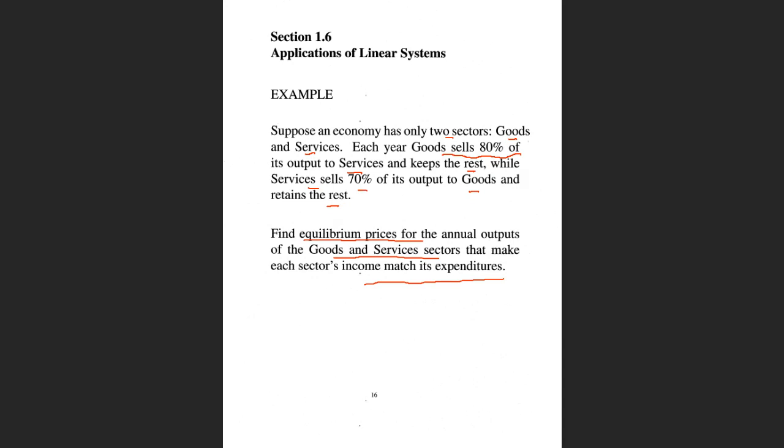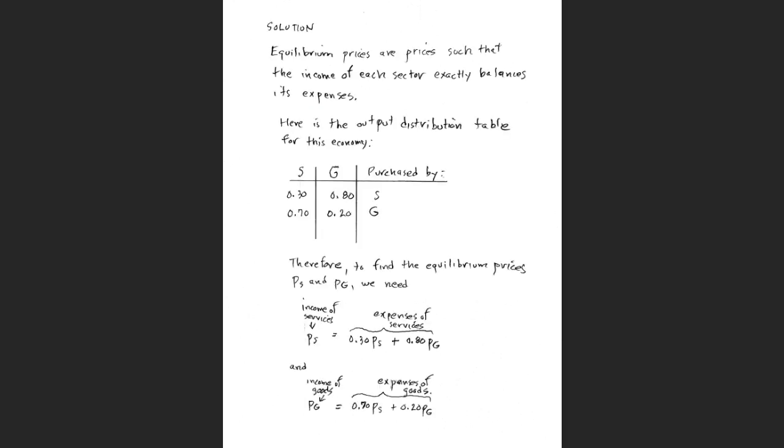Okay, all right. So what we have to do is set up a system of equations. But first we have to make use of the information given to us in the problem. And what we can do is make a nice little table. Let me show you how we would do that. So here, what are equilibrium prices? They are prices such that the income of each sector exactly balances its expenses.